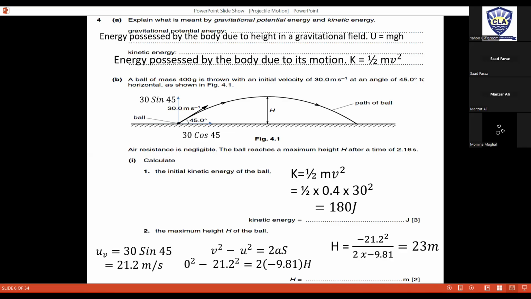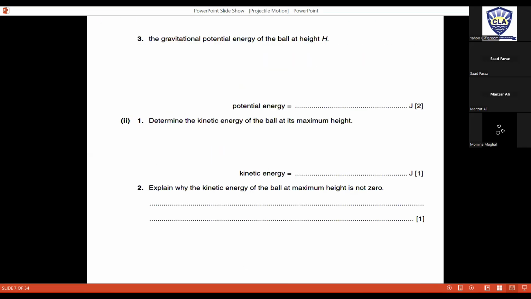We are using the initial vertical component as the initial velocity, and using that we can find the value of maximum height reached, because it is vertical motion that is being discussed here. Next part, gravitational potential energy, mgh.